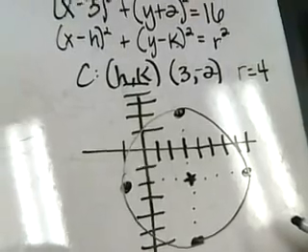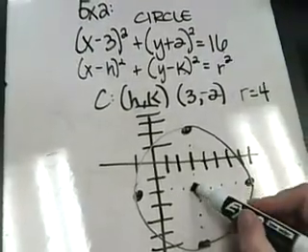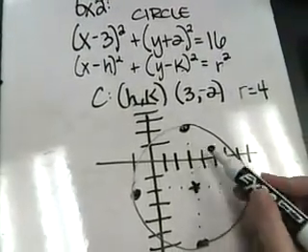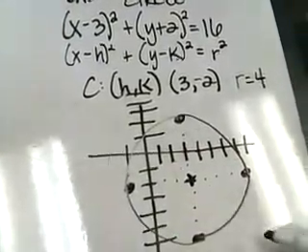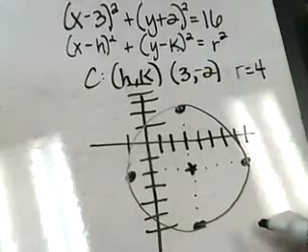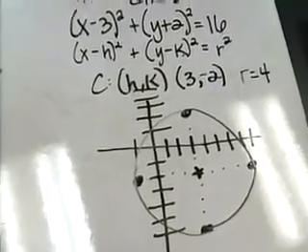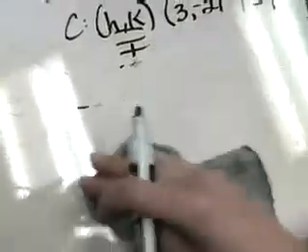There's my graph. So a circle is pretty easy. Plot the center, then using the radius, do 4 points to the left, to the top, to the bottom, and to the right, and then draw your circle. Okay? Skip to example 4.